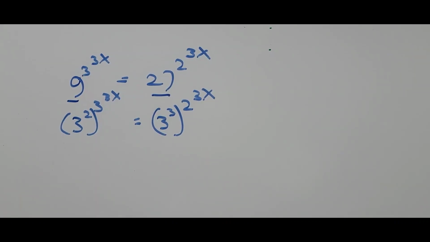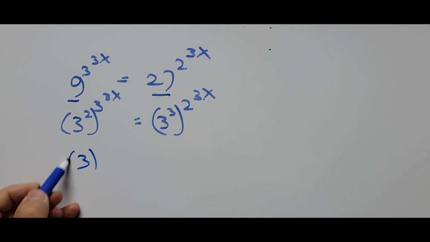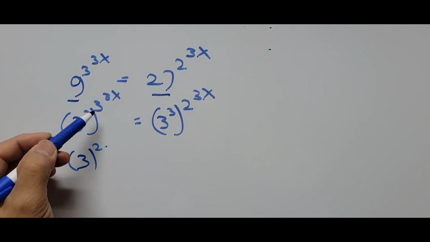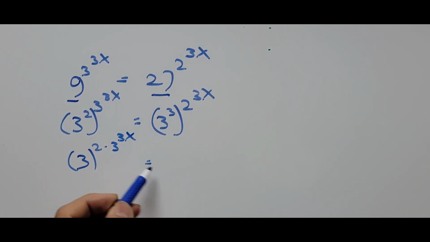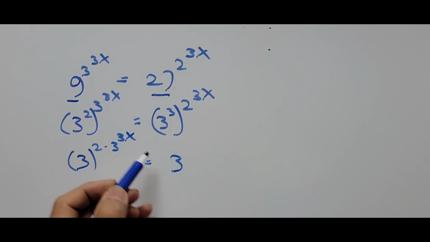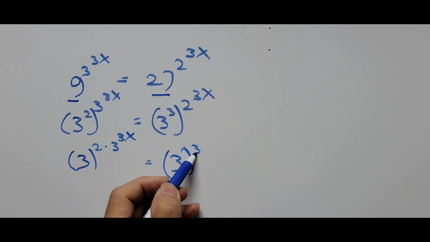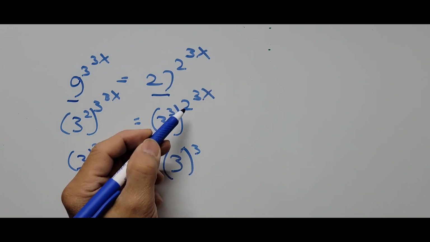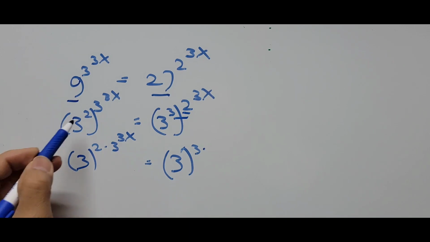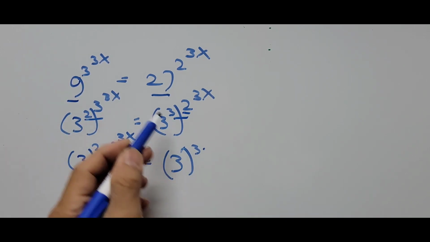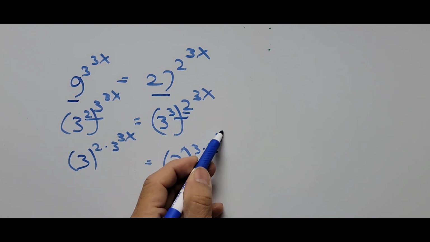From here, the equation can be written as 3 to the power of 2 times 3 to the power of 3x equals 3 to the power of, in parentheses, 3 multiplied by 2, to the power of 3x. The exponents are at the same level right here, so we're multiplying these two, and likewise on the right side, so 3 times 2 raised to the power of 3x.